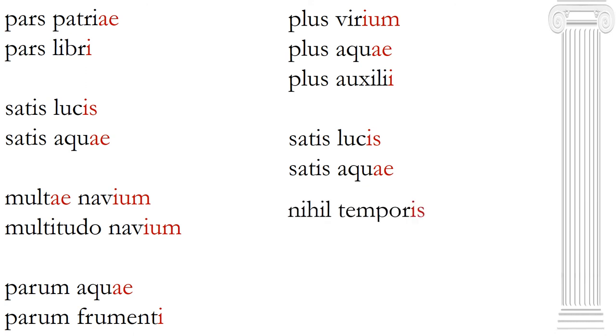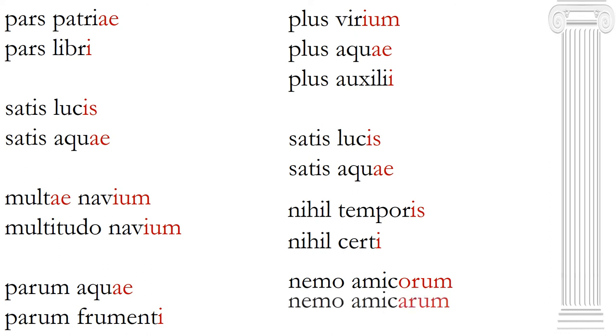Nihil temporis, nothing of the time or no time. Nihil certi, nothing of certainty or nothing certain. Nemo is no one, so nemo amicorum is none of the friends or no friends. And nemo amicarum is none of the female friends. Okay, so you can see all of these partitive expressions are paired with a noun in the genitive case.